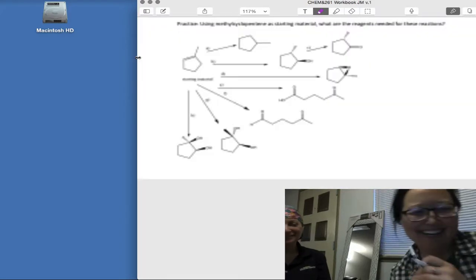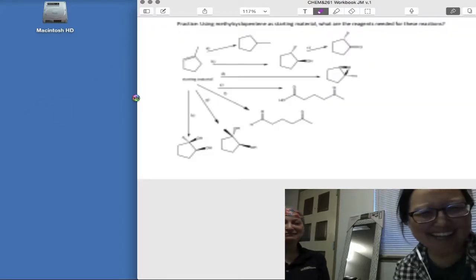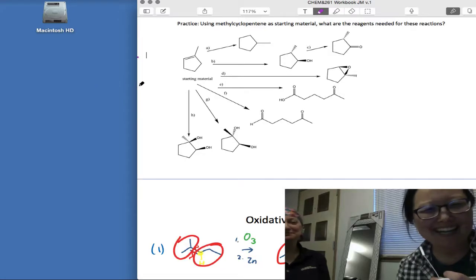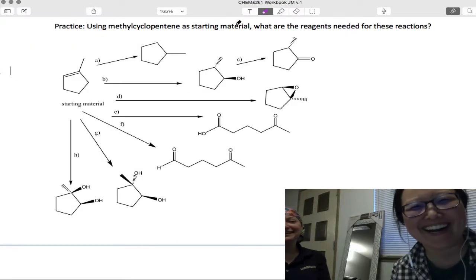Sparkling water. Yeah, it is sparkling water. But you don't want to drink that water.